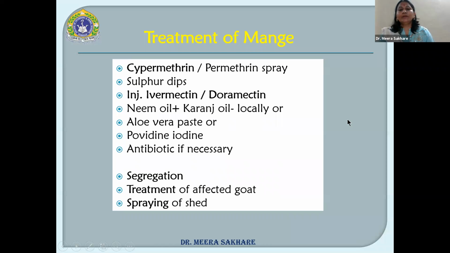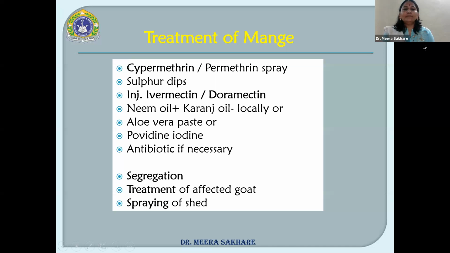Then the treatment, for all 4 types of mange. Here we can give a number of options for the treatment of mange. We can go for cypermethrin or permethrin at the dose rate of 4 ml per liter. Any preparation available in the market containing permethrin or cypermethrin can be given at an interval of 7 to 10 days.